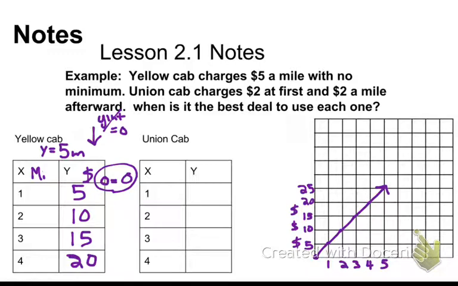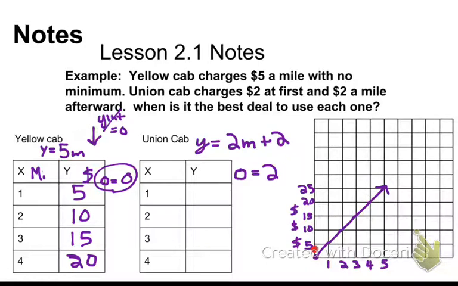Now Union Cab, on the other hand, is charging, okay, the cost here, or y, is going to equal $2 a mile plus I have to pay $2 right up front. So at 0 miles, I'm paying $2. So when I'm here at 0, and let me use a different color pen for this one, Union Cab is charging me a little bit of money right off the bat.